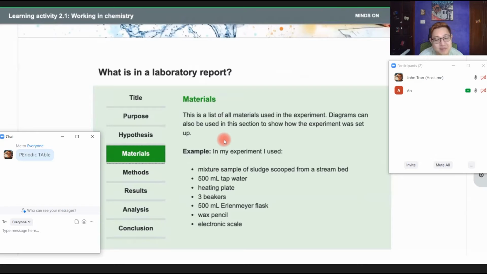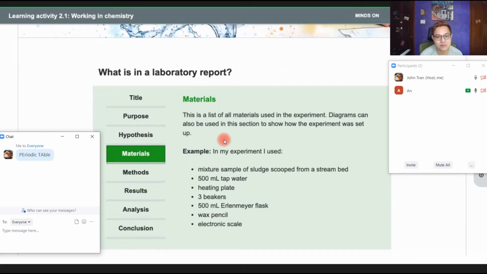A stream bed means, like, a natural stream of water in a forest or something, and you scoop it from very low, the sand and the water together, and it becomes a sludge. Then you put 500 milliliters of tap water into it. You need a heating plate, 3 beakers, a half-liter Erlenmeyer flask, a wax pencil, and electronic scales. Okay, these are all the things you need.